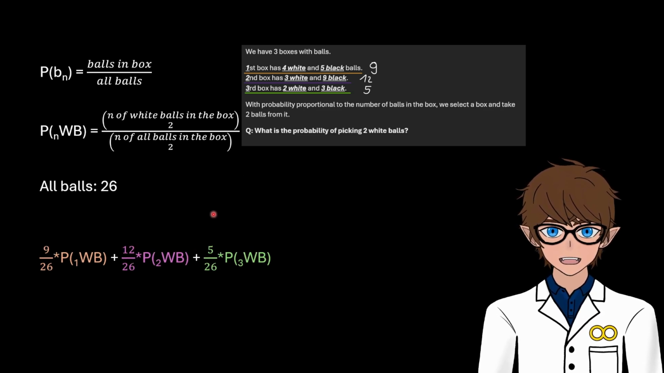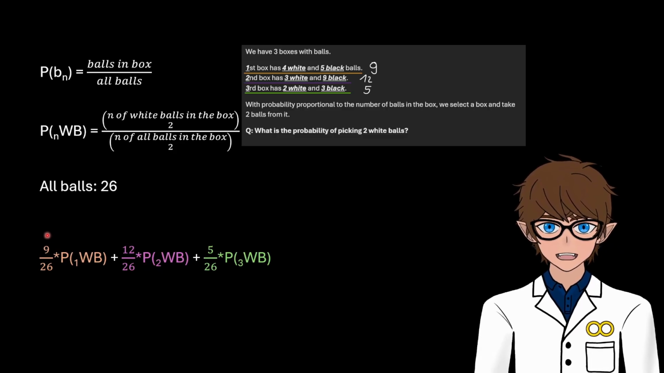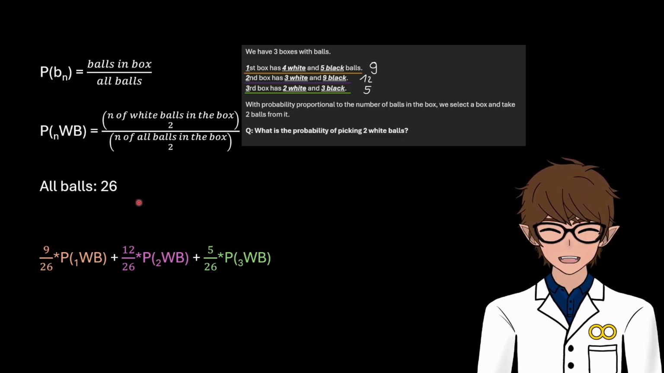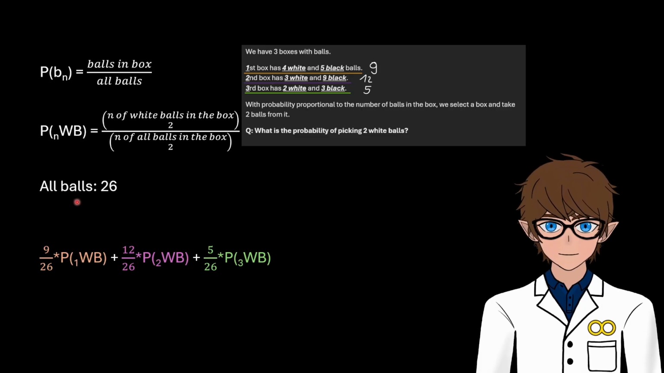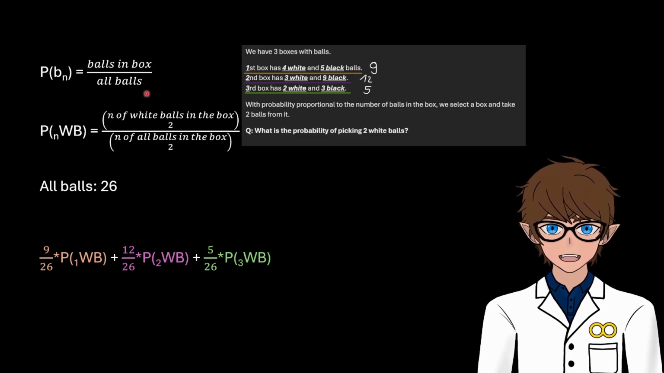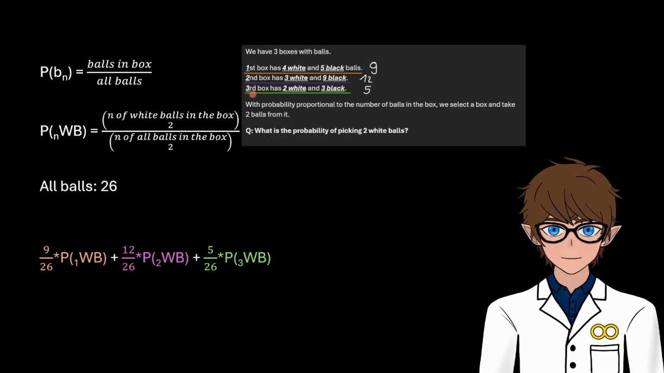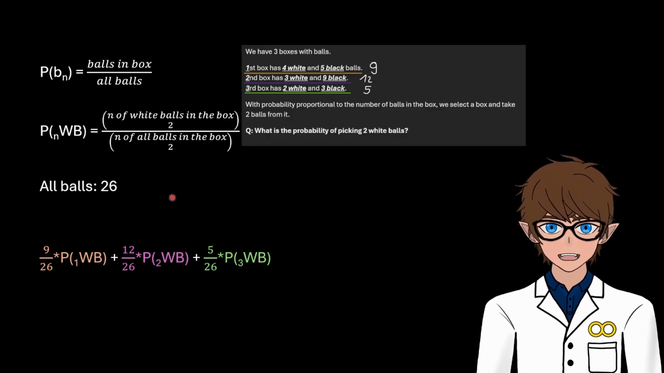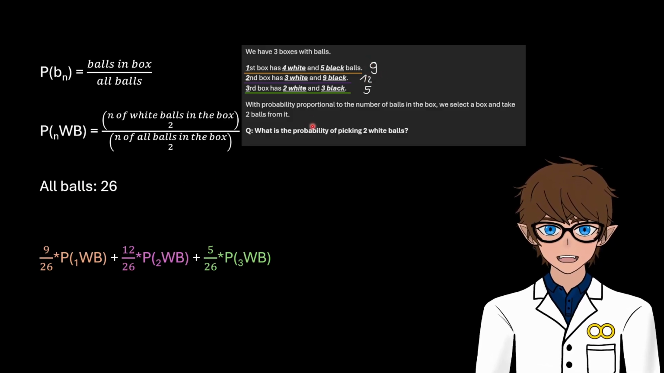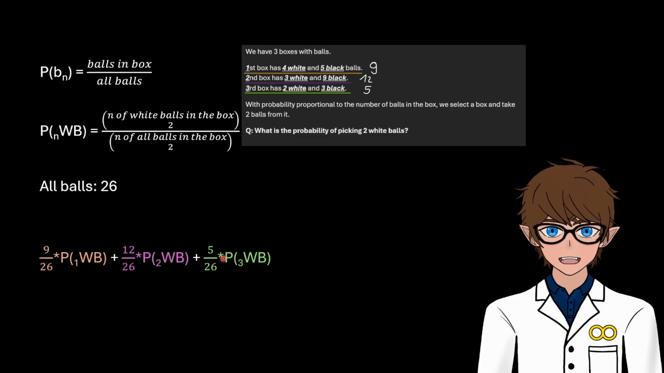So first I will insert the probability of picking the individual box, and after that we insert the probability of picking white balls from each box. So I inserted the number of balls in the box divided by the number of all balls, so 9 over 26 for orange, 12 over 26 for purple, and 5 over 26 for green.